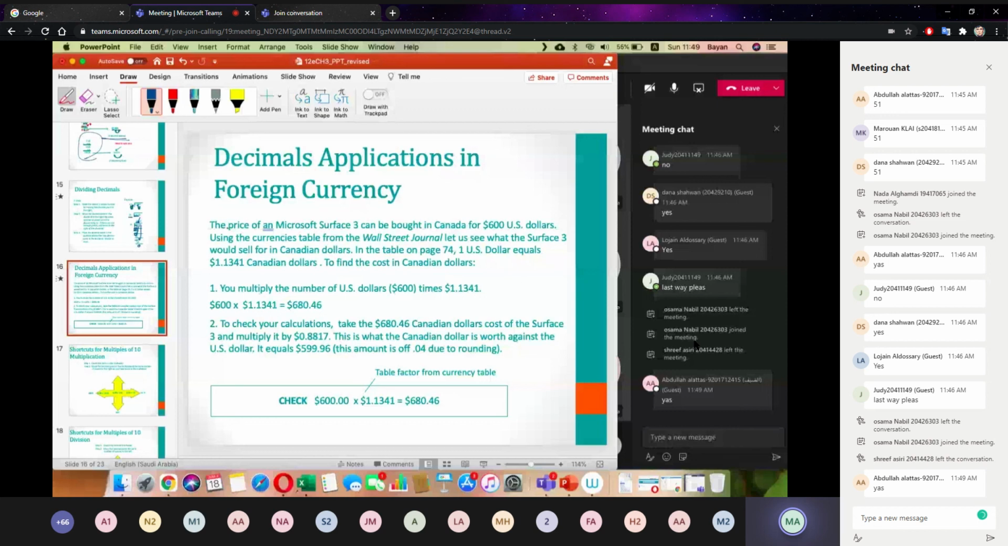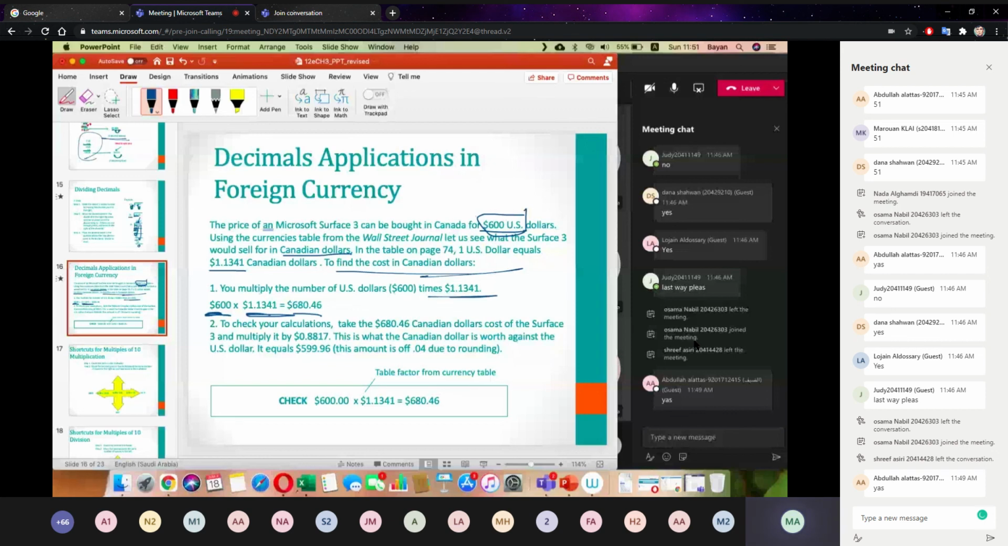To find the cost in Canadian dollars, we know it's equal to 600 US dollars, and we need to find this value in Canadian dollars. We know 1 US dollar equals 1.1341 Canadian dollars. So what should we do? We multiply the 600, the value in US dollars, by its value in Canadian dollars. So the price in US dollars times the value of Canadian dollar will give you 680.46.